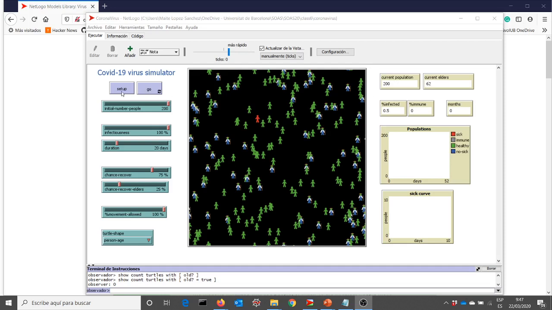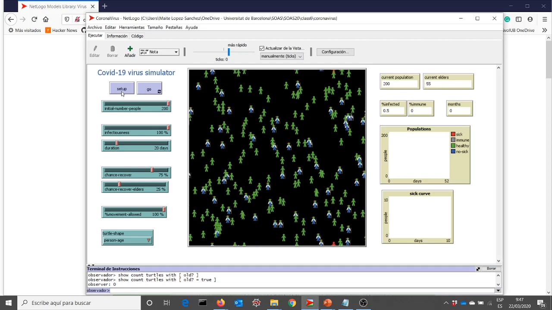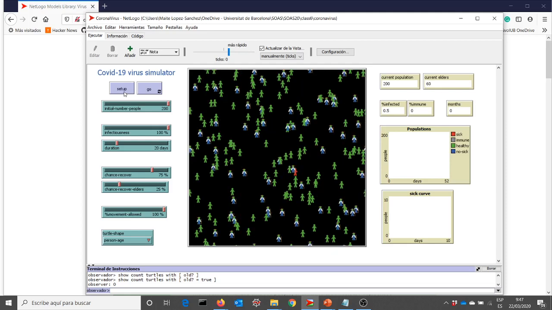This is done randomly. So if I start the model again, we will have for the same population a different number of elders with different initial positions and a different sick individual at the beginning. Here I do it again, and we have the sick individual here next to an elder person. In this simulation we have 60 elders.